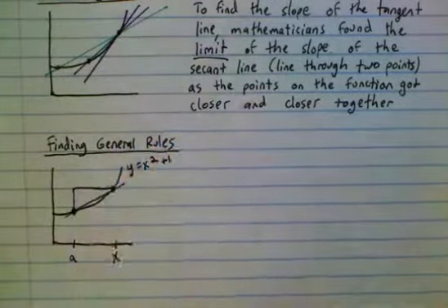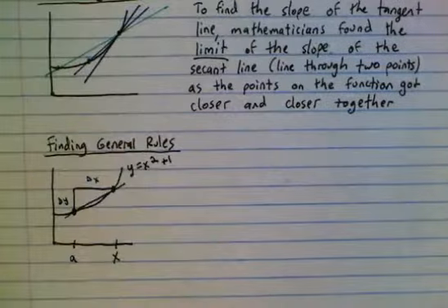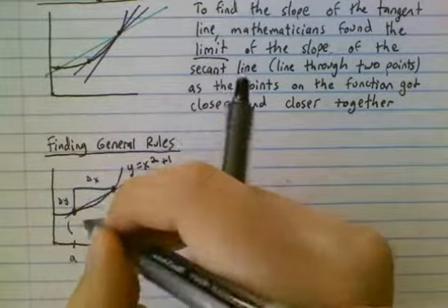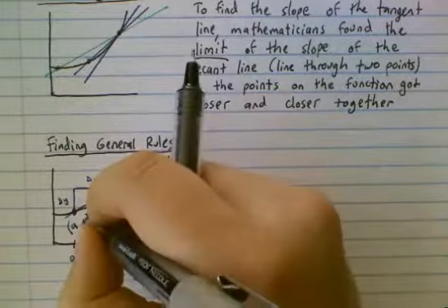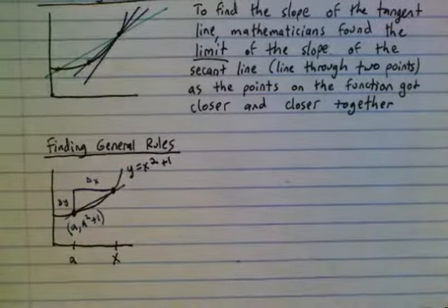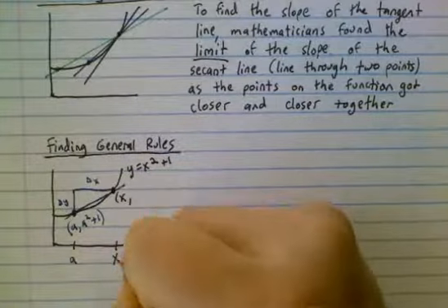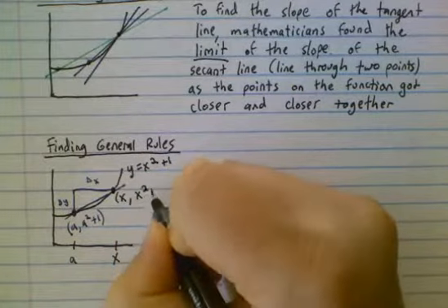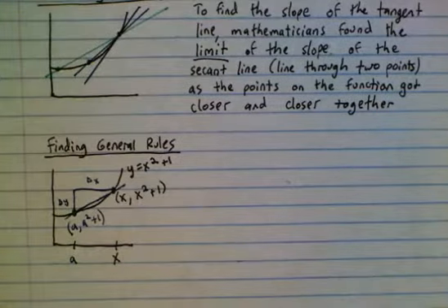And we're going to have our change in y and our change in x for finding our slope. And we know that this point right here is a, a squared plus 1. That's the y value. We know that this point here is x, x squared plus 1. We don't know what the value is for a, we don't know what the value is for x. We don't care, we're just trying to find a general rule.